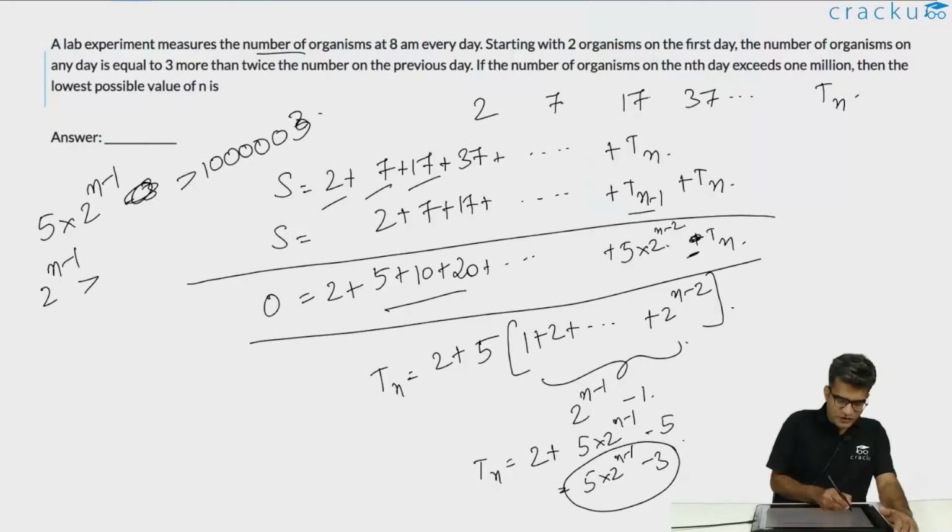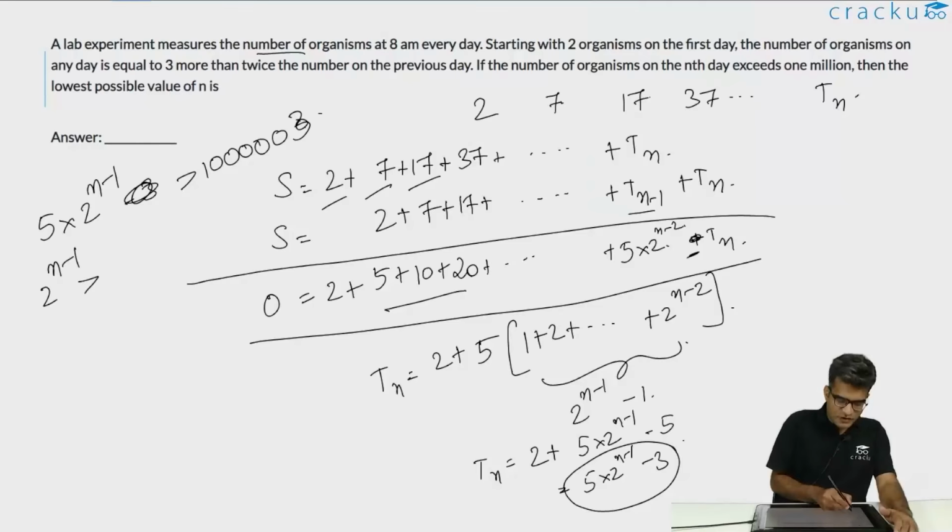What is the value of n minus 1? We know that 2 to the power 10 is equal to 1024. 2 to the power 7 is equal to 128. So you can infer that 2 to the power 17 will be something like 1.2 or 1.3 lakhs.